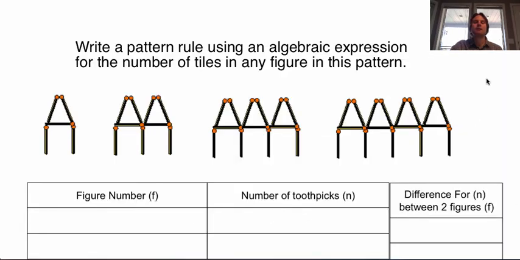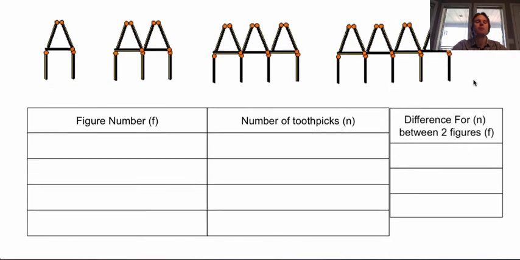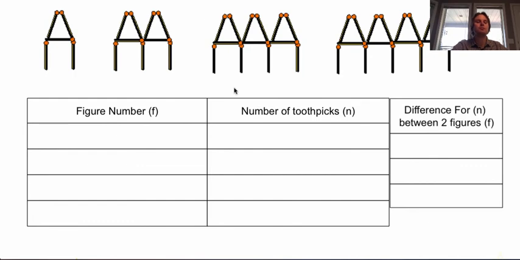Here is my next question. So write a pattern rule using algebraic expression for the number here. So we're going to try and find a formula for these figures. Well, let's look at my first figure. This is figure number 1. How many matchsticks do I have? Or toothpicks. I have 1, 2, 3, 4, 5. I have 5 toothpicks.